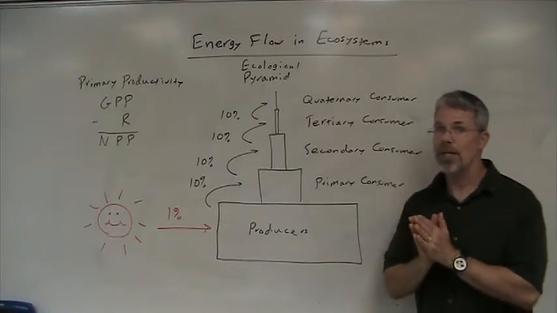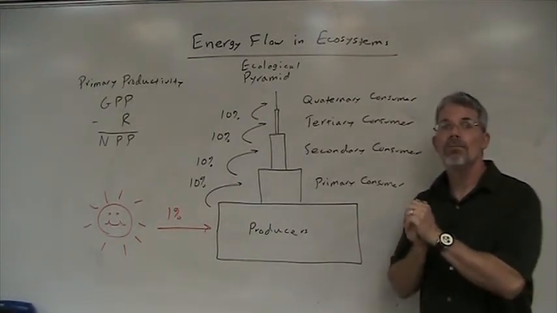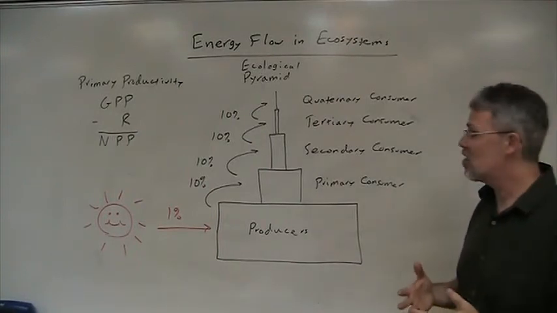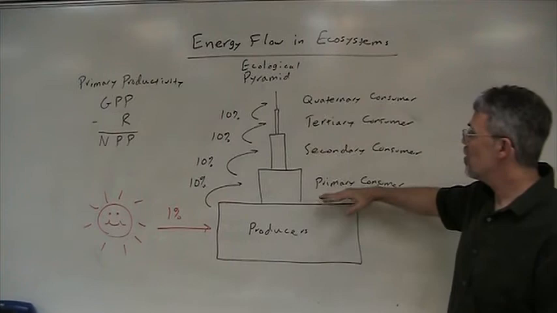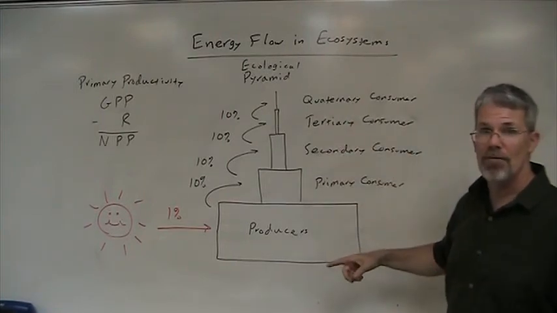There's a lot of implications of this. Regardless of whether we're plotting energy or biomass or numbers, the trend is the same. Lower trophic levels outnumber, outweigh, and have more total stored energy than higher trophic levels.